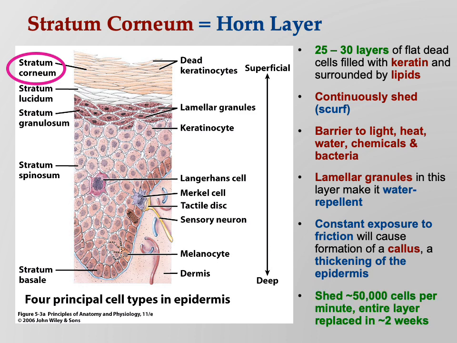So you shed roughly 50,000 cells per minute. An entire layer is replaced in 2 weeks. So the stratum corneum, not the entire epidermis, but just the stratum corneum, is replaced about every 2 weeks. So that's how fast the cells are flaking off, and that's how fast you're replacing them. You need to do that because that's the whole purpose. Keep losing cells. They're expendable. They're disposable. Doesn't matter if they get hurt. They're already dead. Just flake them off.